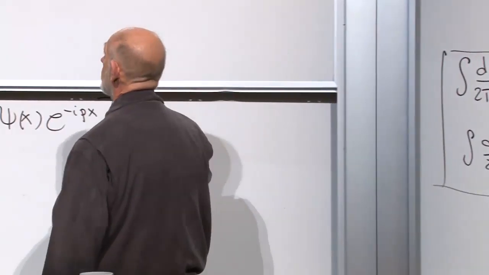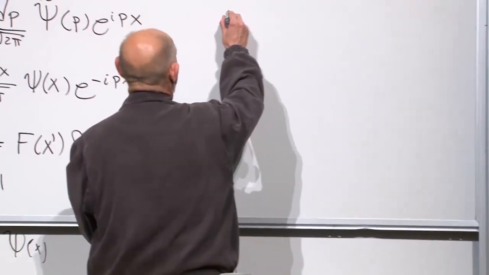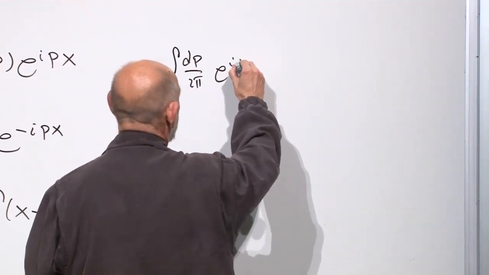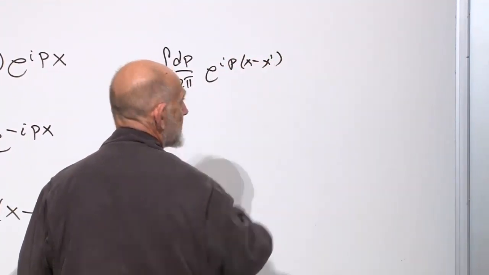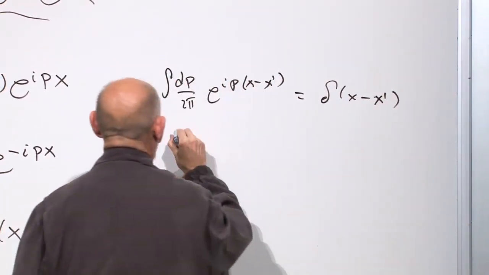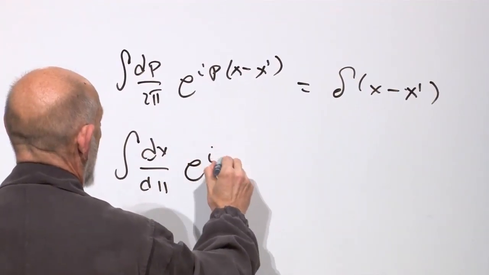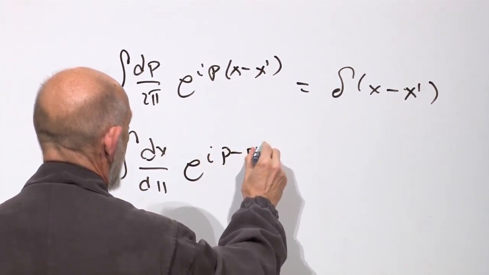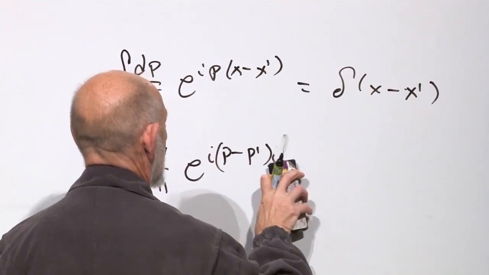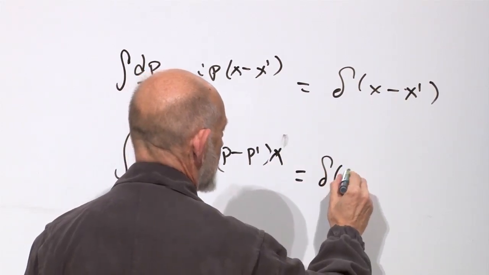Okay, so let's add this equation over here. Integral dp over 2 pi e to the i p, either (x minus x prime) or (x prime minus x), doesn't matter, is equal to delta of x minus x prime. And integral dx over 2 pi e to the i (p minus p prime) times x is equal to delta of p minus p prime.